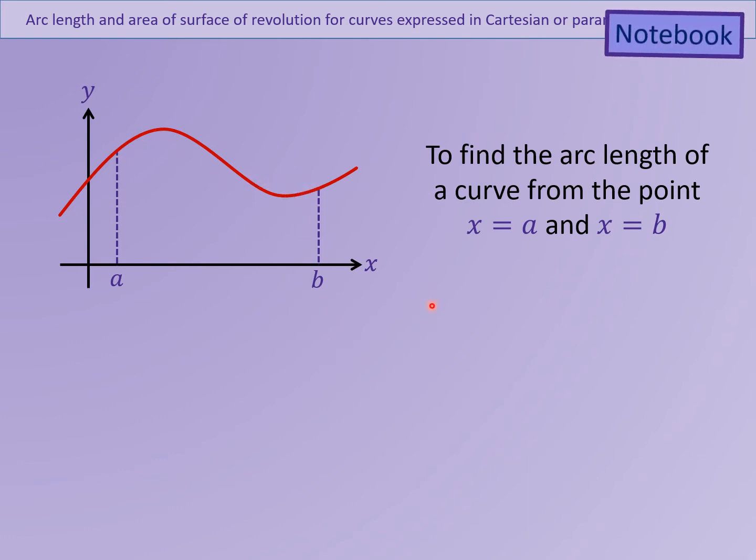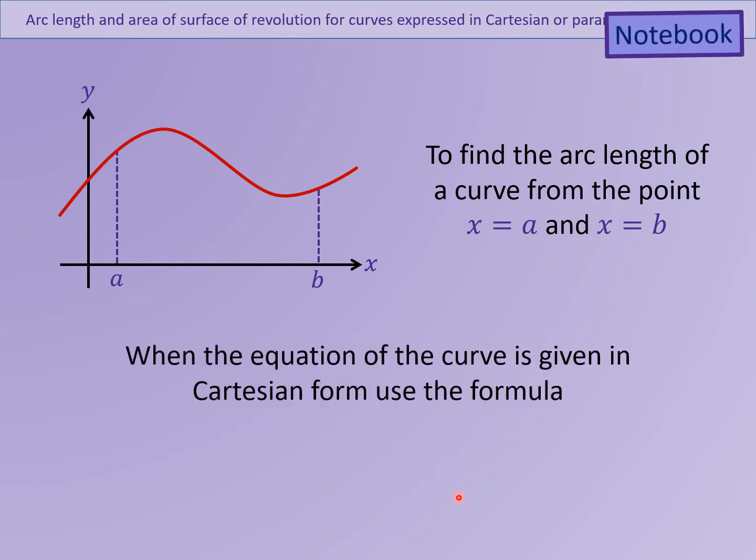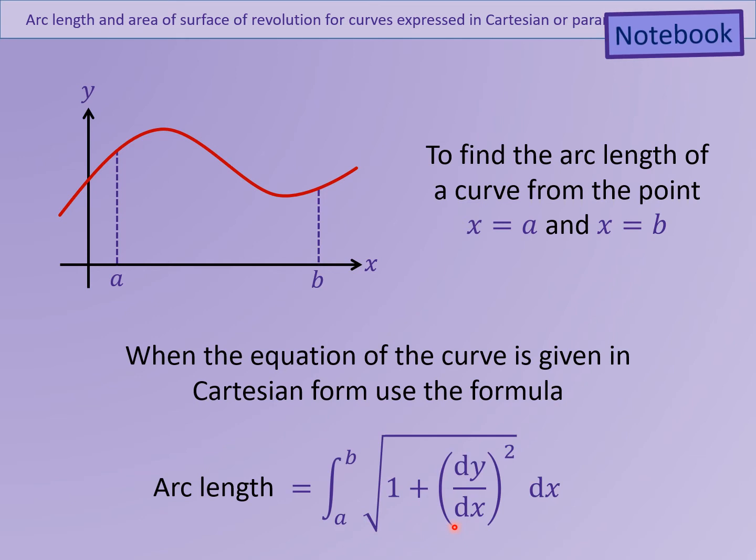And the length of the arc between x equals A and x equals B, you can use this formula just here. And this is the Cartesian form. We're going to look at the parametric form later on. So this is the Cartesian form. For example, if you had something like y equals x squared plus 3, if you had a Cartesian equation, you would use this Cartesian formula just here. Okay, so pause there so you can get down what you need in your notebooks.